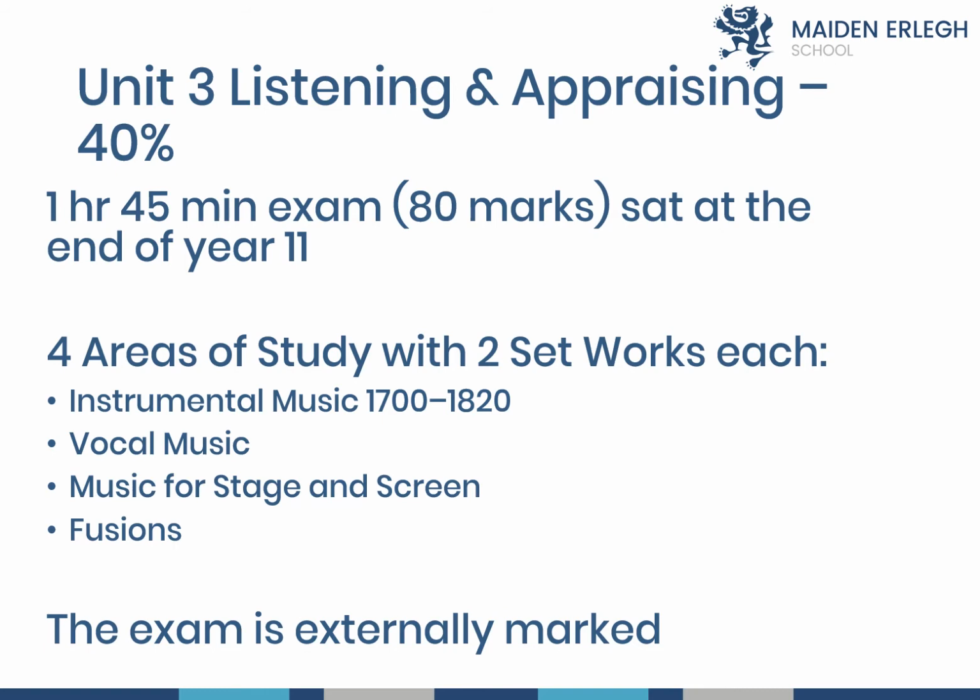The final unit is Unit 3, Listening and Appraising, which is worth 40%. It is a 1 hour and 45-minute exam sat at the end of Year 11 and is worth 80 marks. Throughout their GCSE, students will study 4 areas of study, each containing 2 set works: instrumental music 1700 to 1820, vocal music, music for stage and screen, and fusions. And the exam is based on these set works. The exam is externally marked by the exam board.